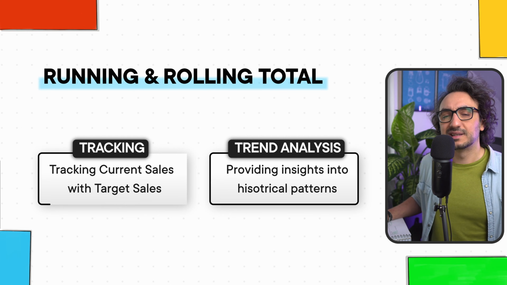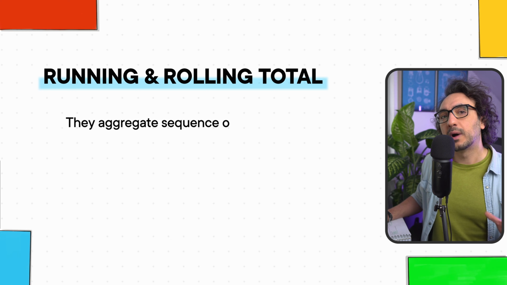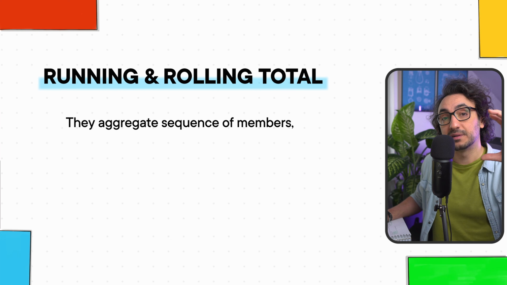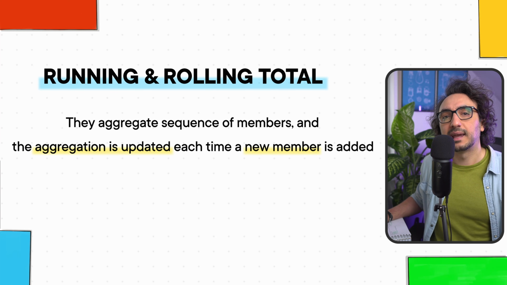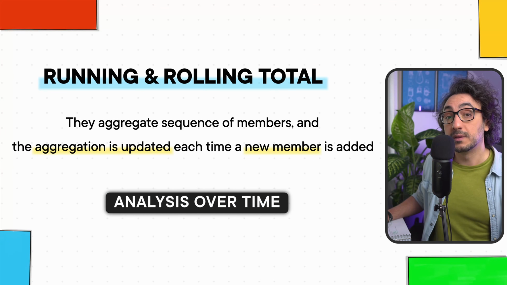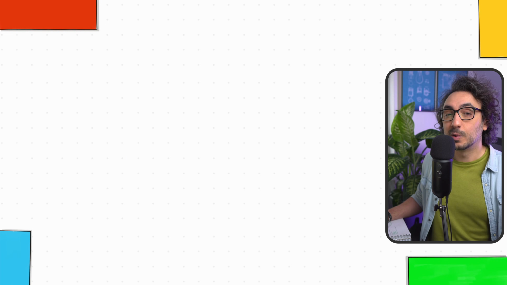Okay, so now the question is, what are running and rolling totals? They are basically very similar. They aggregate a sequence of members, and the aggregation gets updated each time we add a new member to the sequence. A sequence could be like a time sequence. That's why we call this type of analysis over time. So now we still have the question, what is the difference between the running and the rolling totals?